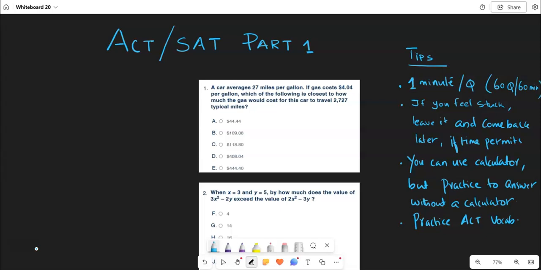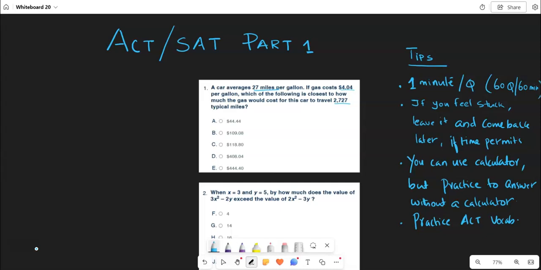Okay, let's start. The first question is, a car averages 27 miles per gallon. If the gas costs $4.04 per gallon, which of the following is closest to how much the gas would cost for this car to travel 2,727 typical miles? When you're taking the test, while reading, try to circle or use some strategy. You can use scratch paper, write the quantities as fast as possible and try to figure out the answer.